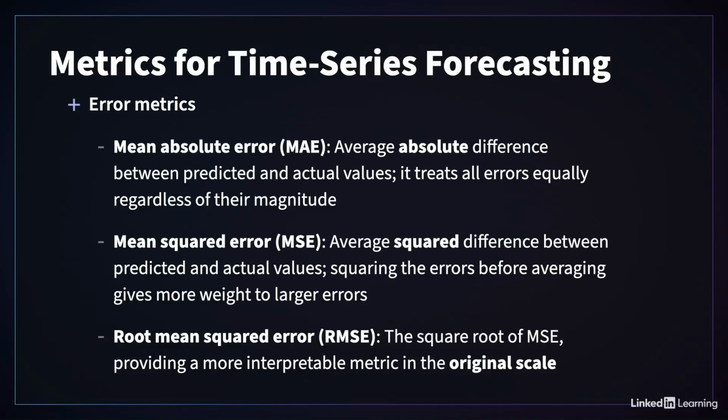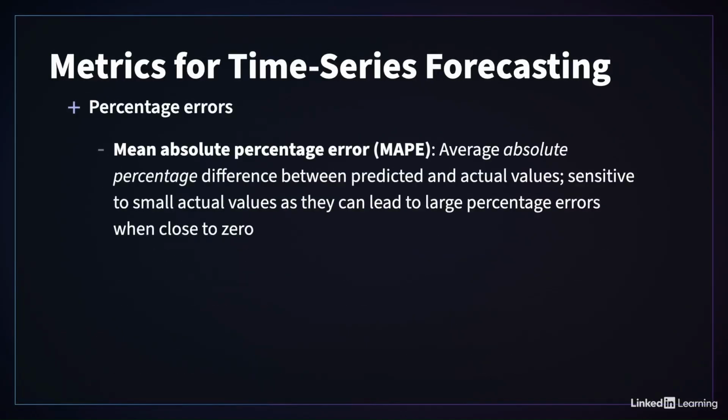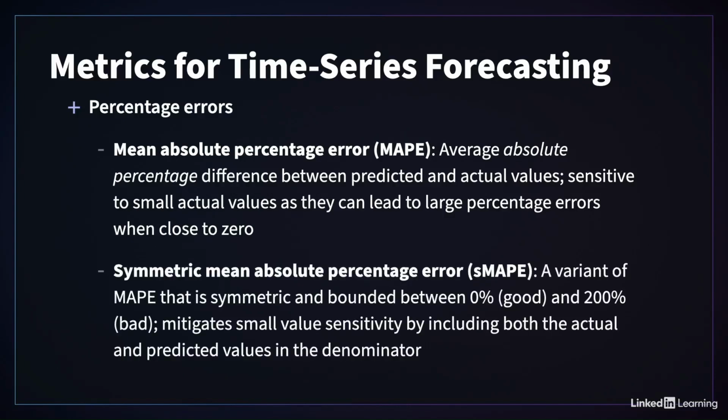data. And then we have percentage errors, which are another class of metrics used in time series forecasting evaluation. The mean absolute percentage error, also called MAPE, calculates the average absolute percentage difference between predicted and actual values. One issue with MAPE is that it can exaggerate errors when the actual values are very small, near zero. To address this, we use the symmetric mean absolute percentage error, which is a variant of MAPE that mitigates this sensitivity by including both the actual and predicted values in the denominator. It's bounded between 0%, good prediction, and 200%, a really bad prediction.